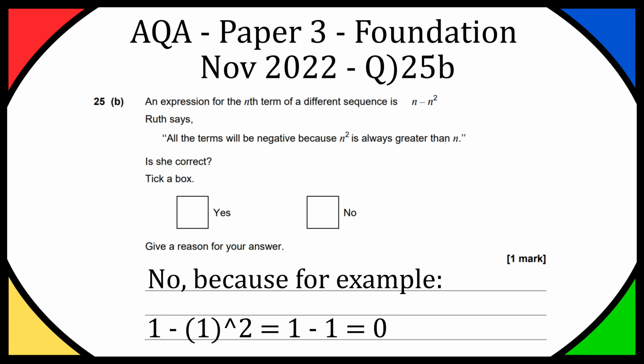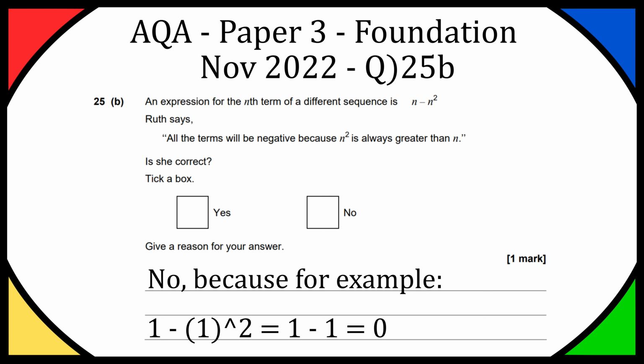But I also commented on the fact that Ruth said all the terms will be negative because n squared is always greater than n. That's not actually true if you square a number between 0 and 1. So I believe, I will double check this, for example, if you square 0.5, it will give you 0.25. When you square decimals between 0 and 1, I believe they get smaller.